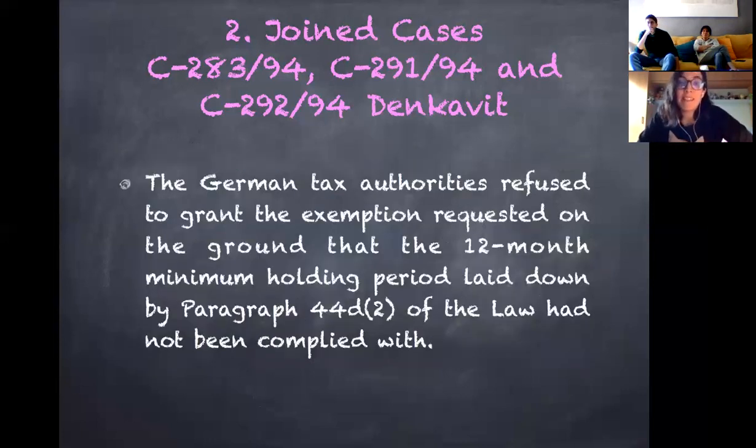For its part, the German tax authorities refused to grant the exemption requested on the ground that the 12-month minimum holding period laid down in its domestic legislation had not been complied with at the moment of the request for this exemption from the withholding tax.